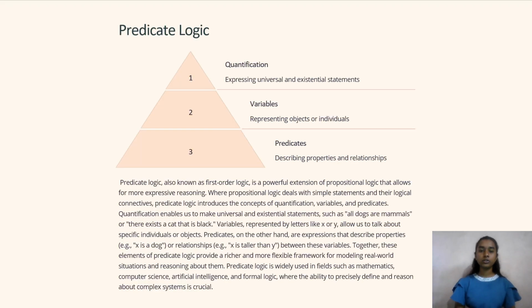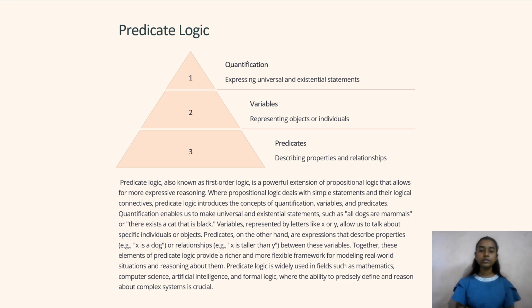Next is predicate logic. It has three elements: quantification, expressing universal and existential statements. Next is variables, representing objects or individuals. And the last is predicate, describing properties and relationships. Predicate logic, also known as first order logic, is a powerful extension of propositional logic that allows for more expressive reasoning, whereas propositional logic deals with simple statements and their logical connections.